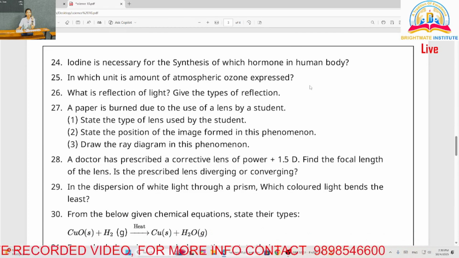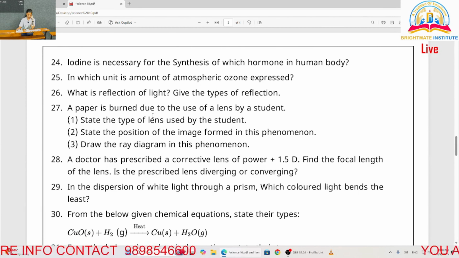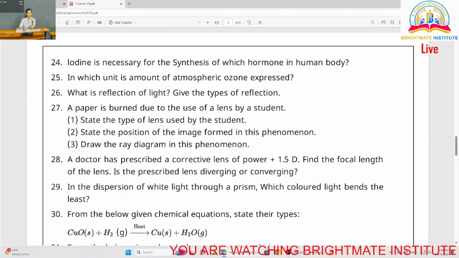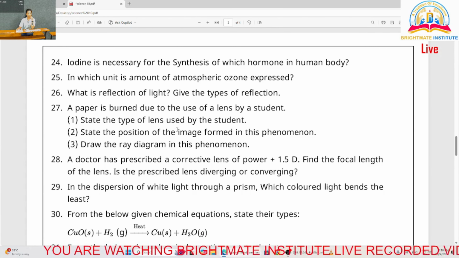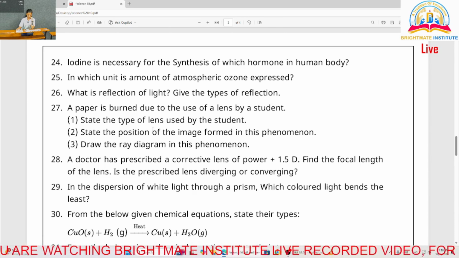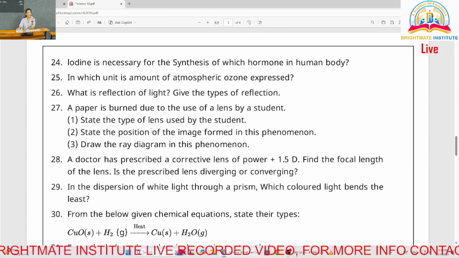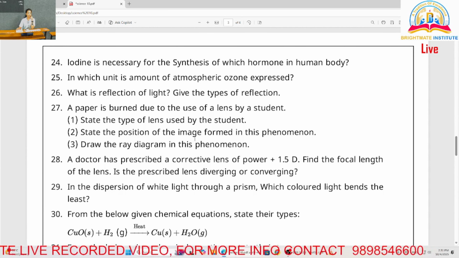Now 27th, a paper is burnt due to the use of lens by a student. So what you have to answer is why a paper is burnt. State the type of lens used by the student, state the position of the image formed in this phenomenon, and draw the ray diagram. So we will just discuss the type of lens. What will be the type of lens? It will always be a convex lens. So number 1 is state the type of lens used by the student. It is convex lens.